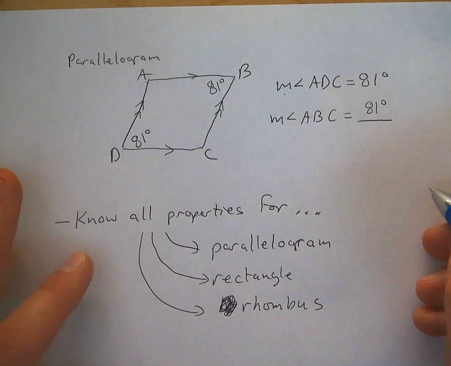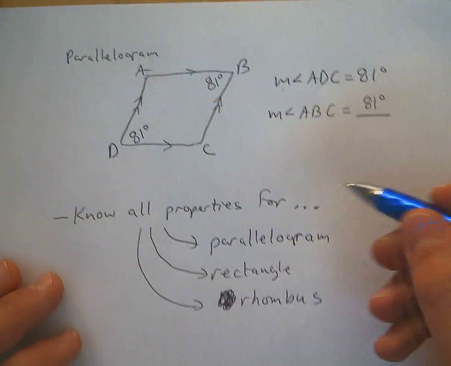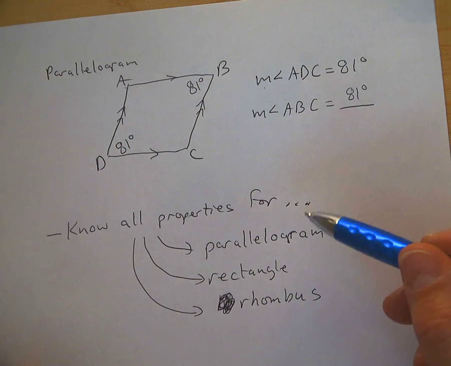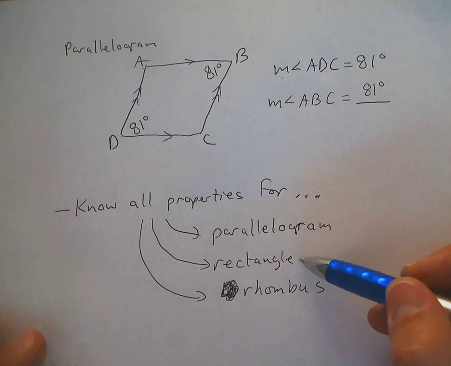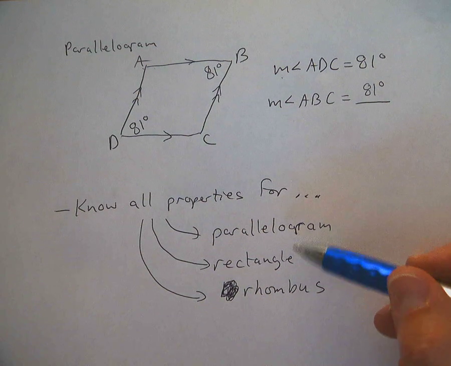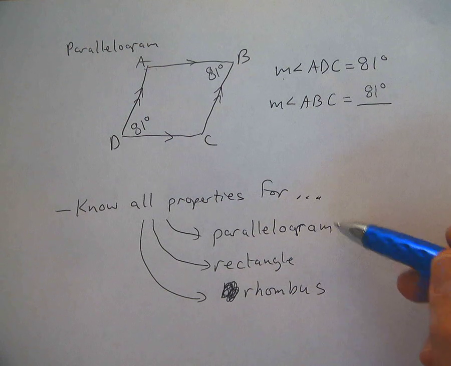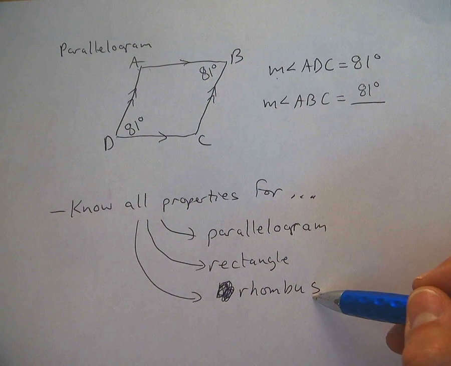Okay. One of the things that you're going to have to know for the exam is all the properties for a parallelogram, a rectangle, and a rhombus. So it will be multiple choice questions about these, knowing about their diagonals, the sides, the angles, all of that stuff. So you need to know all of those. Study the properties for those three. Make sure you write that down.